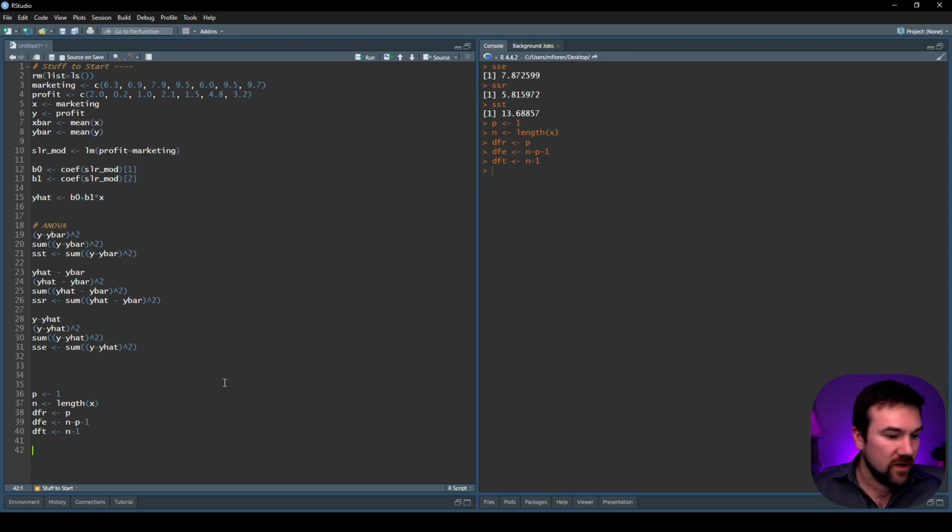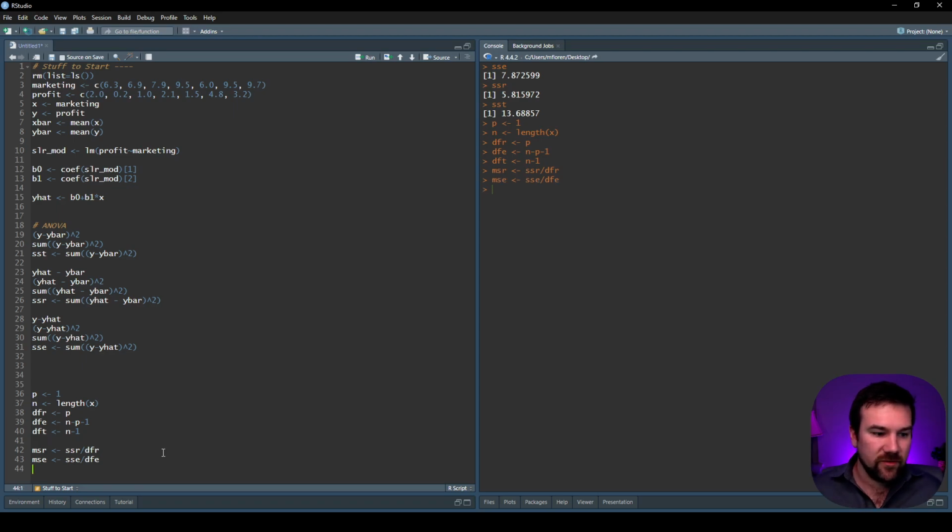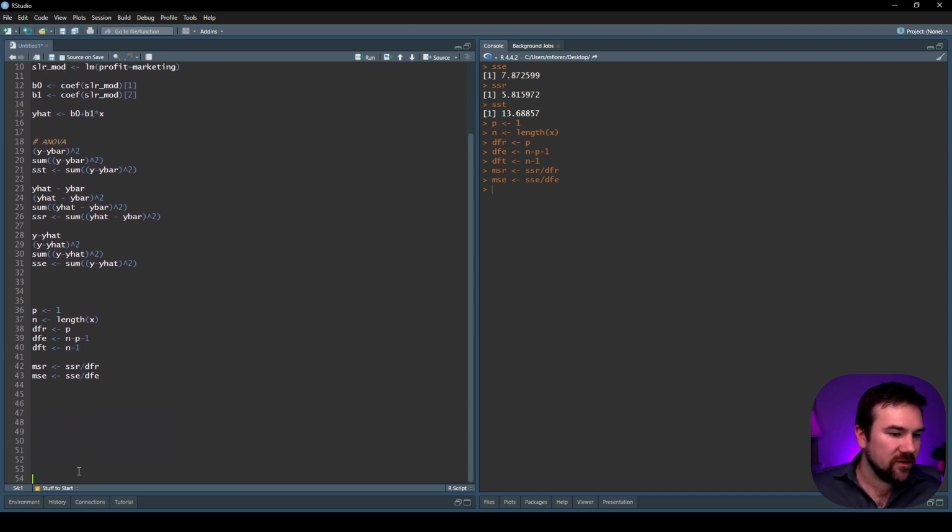Now that I have the degrees of freedom, I can go on and calculate the mean squares. The mean squared regression is the sum of squares for regression over the degrees of freedom for regression. And the mean squared error is the sum of squared error over the degrees of freedom for the error. So I'm just kind of plugging along. I'm not really making things up.